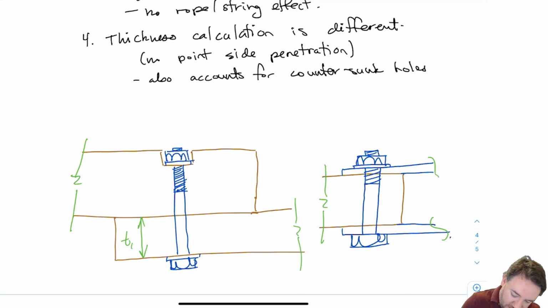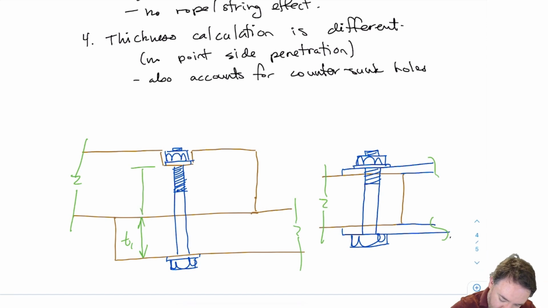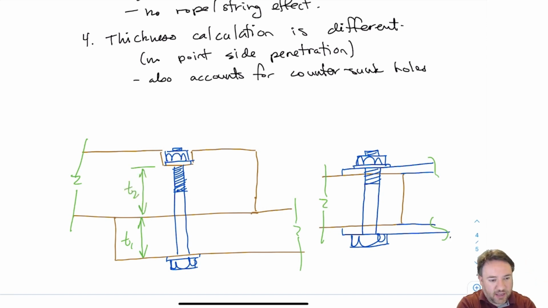The main exception to that is if I have a countersunk hole like this, where I have routed out a little space so that the nut can fit within, so that the nut doesn't poke out from the surface of the piece of wood.